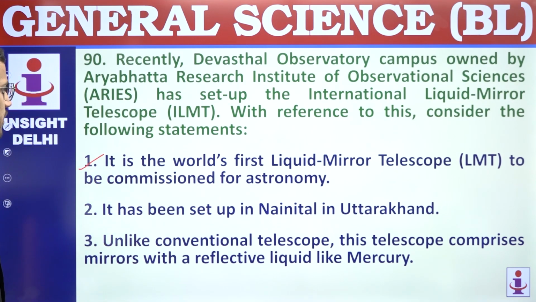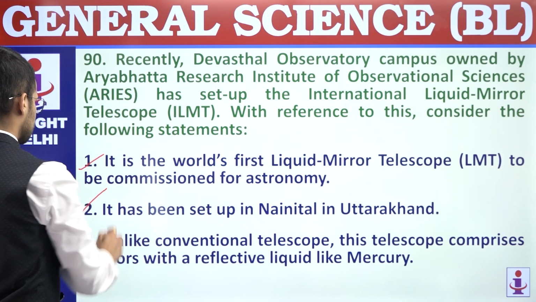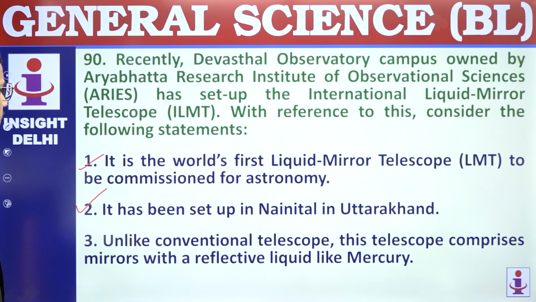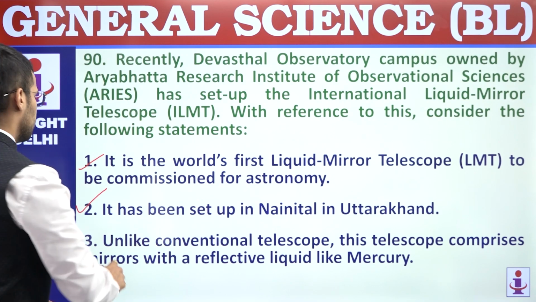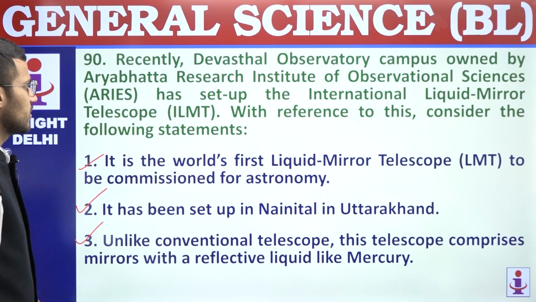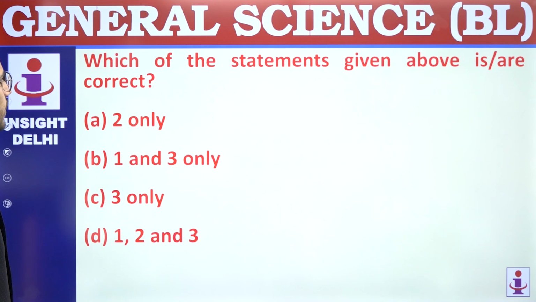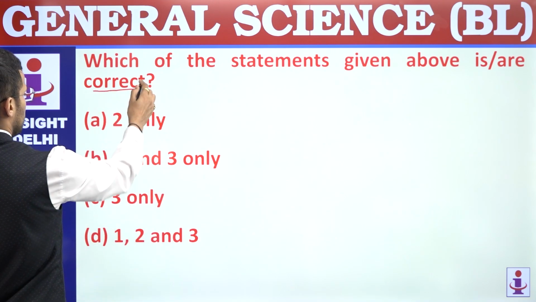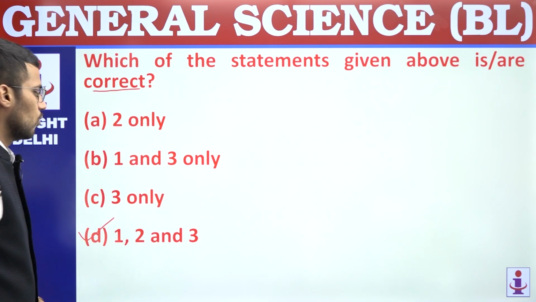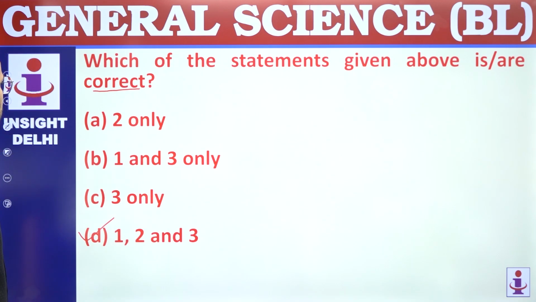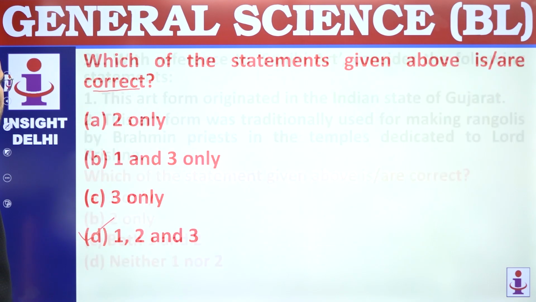Second, it has been set up in Nainital in Uttarakhand. Correct statement. Third, unlike conventional telescope, this telescope comprises mirrors with a reflective liquid like mercury. Right? So all these three statements are correct statements. We are supposed to find out correct statements only. Hence, answer is D, 1, 2 and 3. Question number 90, answer is D.